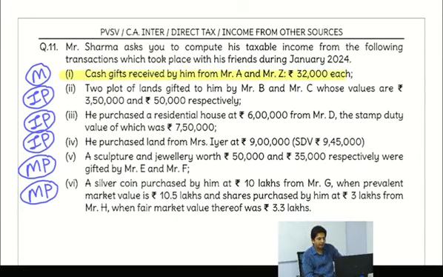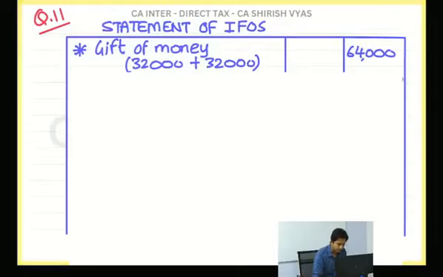Okay, then try the next one. Two plots of land gifted to him by B and C, whose values are 3,50,000 and 50,000 respectively. First check I am Dr. LC. I know it's not there, but I want you to think the right way. Because suddenly if I am Dr. LC comes and you are in your own world of 50,000, so check: is it I am Dr. LC? No. So it is other gift. Other gift means use the knowledge. Use this knowledge.